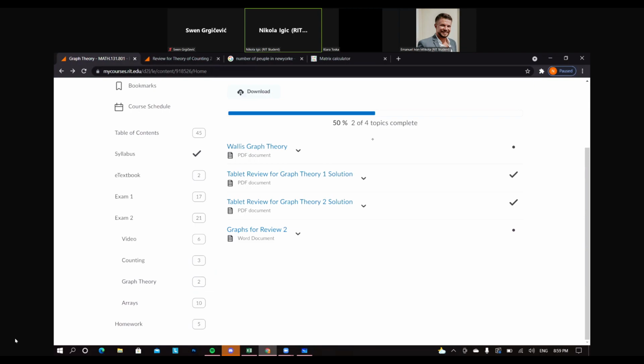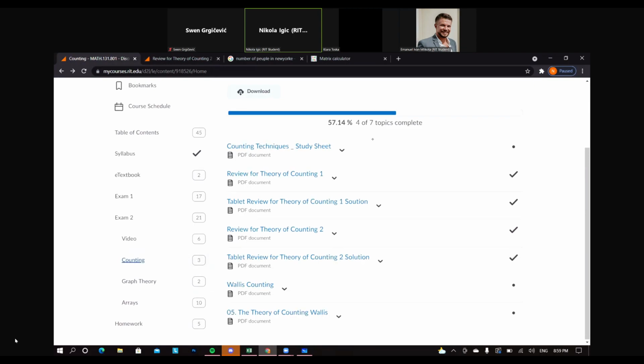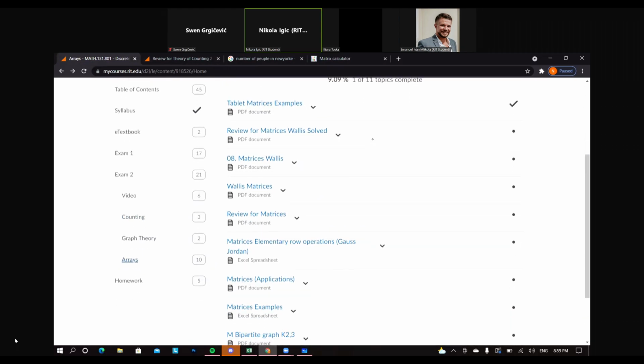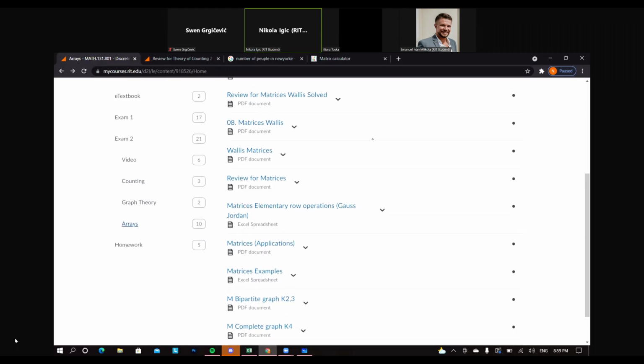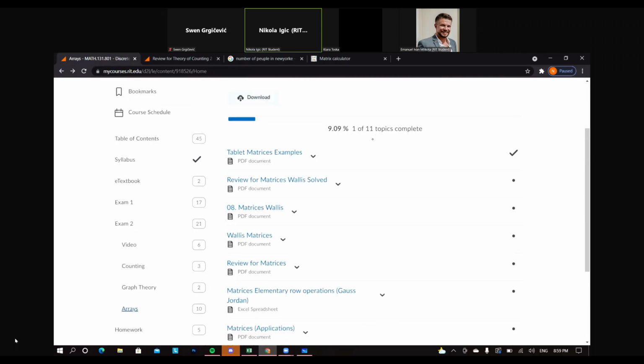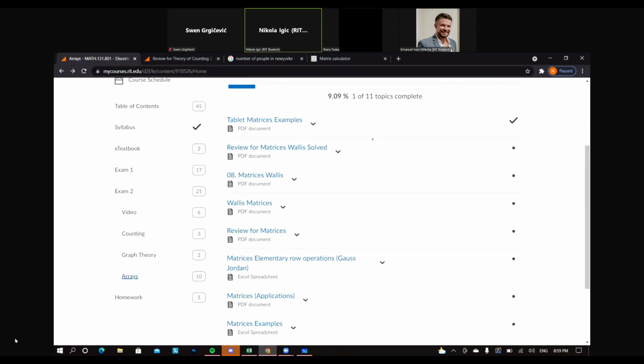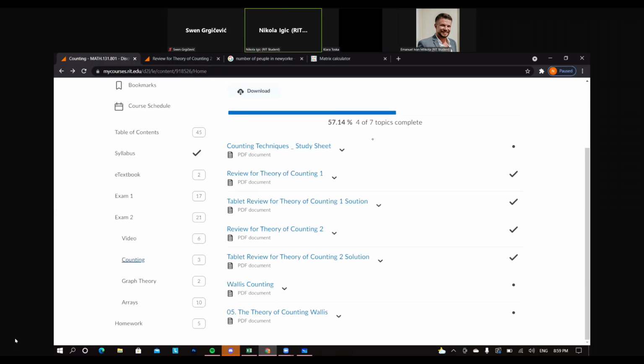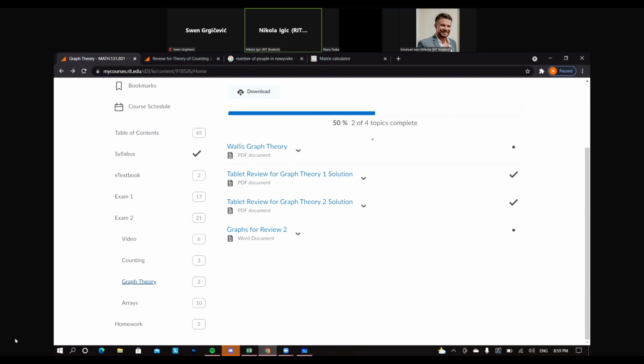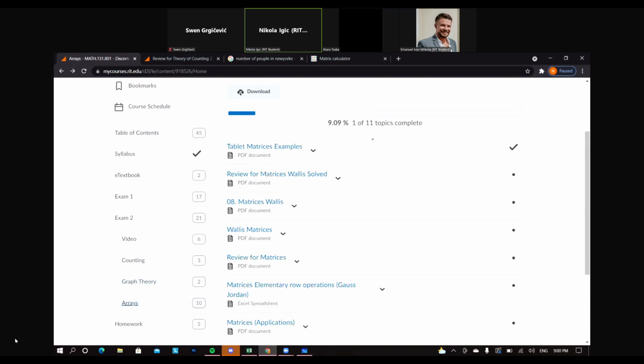Don't be scared about graph theory. Graph theory is very easy. Counting you should practice, and for arrays I think only matrices came, and for that use Google, and that's all. And the exam is solved. 100% guaranteed. Yeah, so most exercises come from counting. I showed you the one that came from graph theory, and for arrays it will be two matrices, and just use Google and be sure you will get it right.